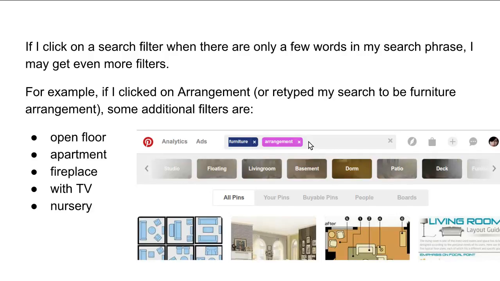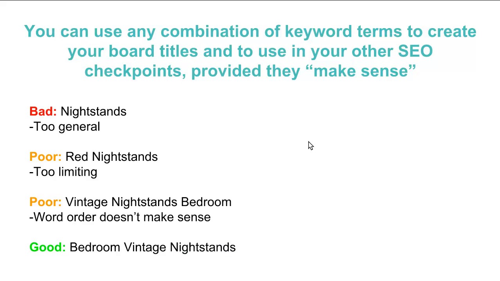So those are some of the types of things that you can use when you're looking for supplementary content. You can see what people are searching for, see what kind of content's out there, and then decide, hey, there's enough content on this that people are searching for me to make a board about it. You can use any combination of keyword terms to create your board titles and to use in your other SEO checkpoints, but you want to make sure they make sense.